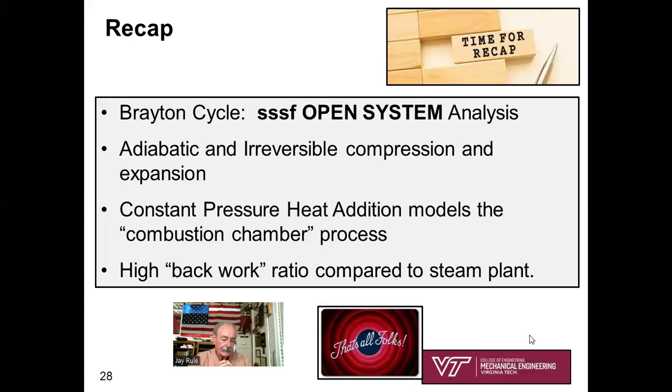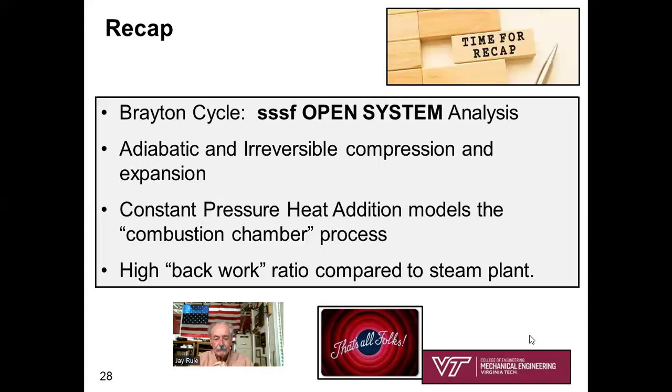And when you run through the numbers, you're going to see that the back work ratio is very high compared to a steam plant. The reason is because you're dealing with an ideal gas. Remember, for a steam plant, you're expanding superheated vapor that's behaving like a gas, but you're pumping a liquid. So for a steam power plant, the back work ratio is much better than the gas turbine engine.